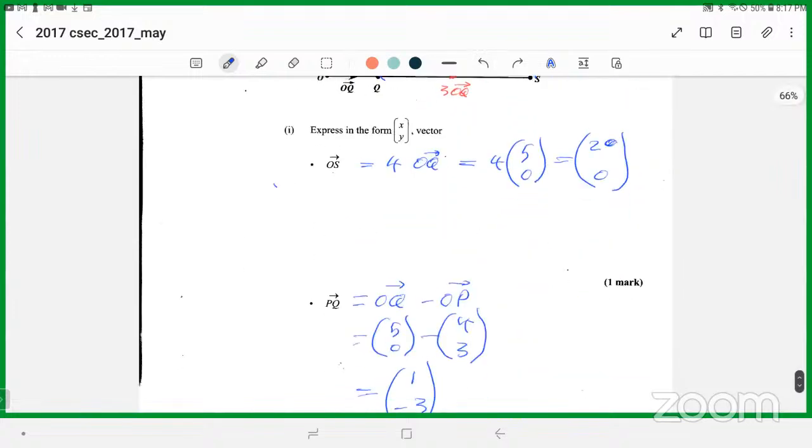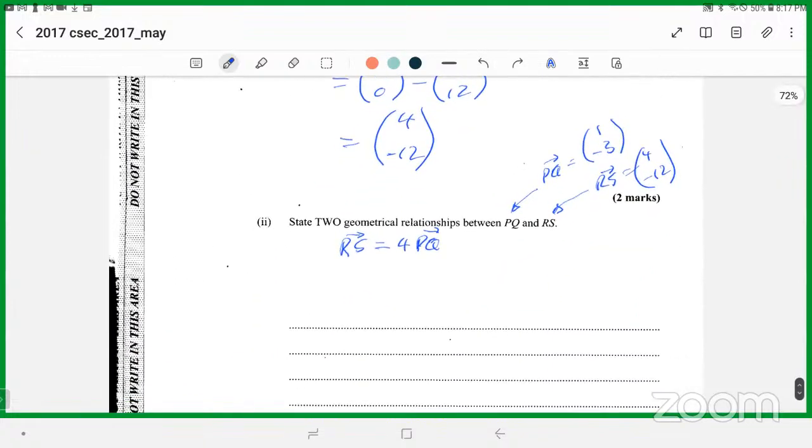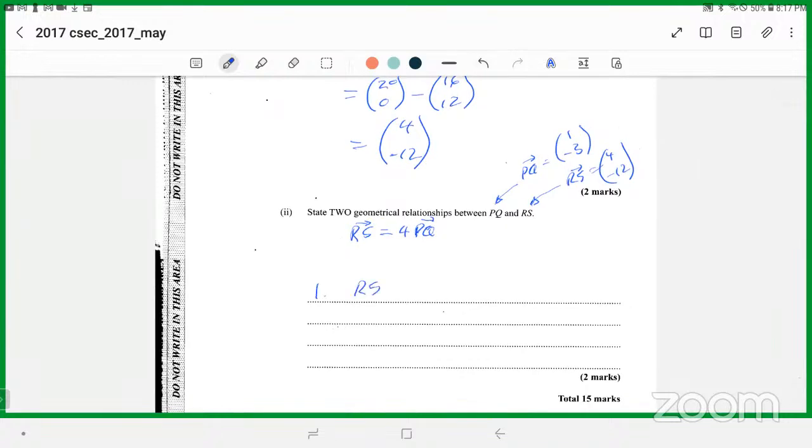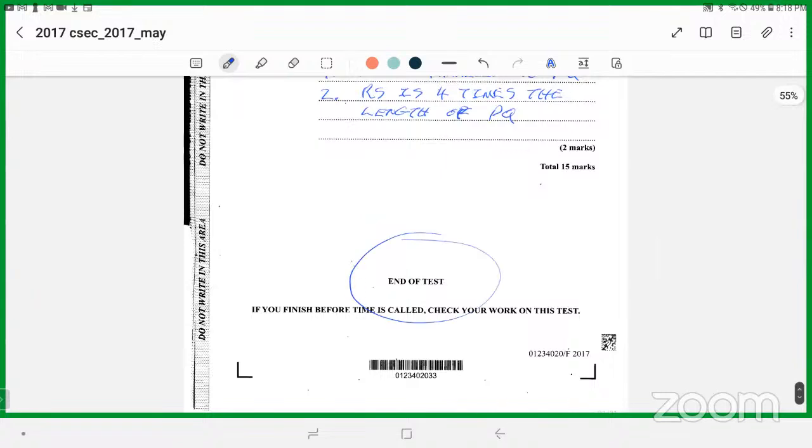So the two geometric relationships are these. One, RS is parallel to PQ. Two, the second relationship is how much longer one is than the other: RS is 4 times the length of PQ. Done. And that is that.